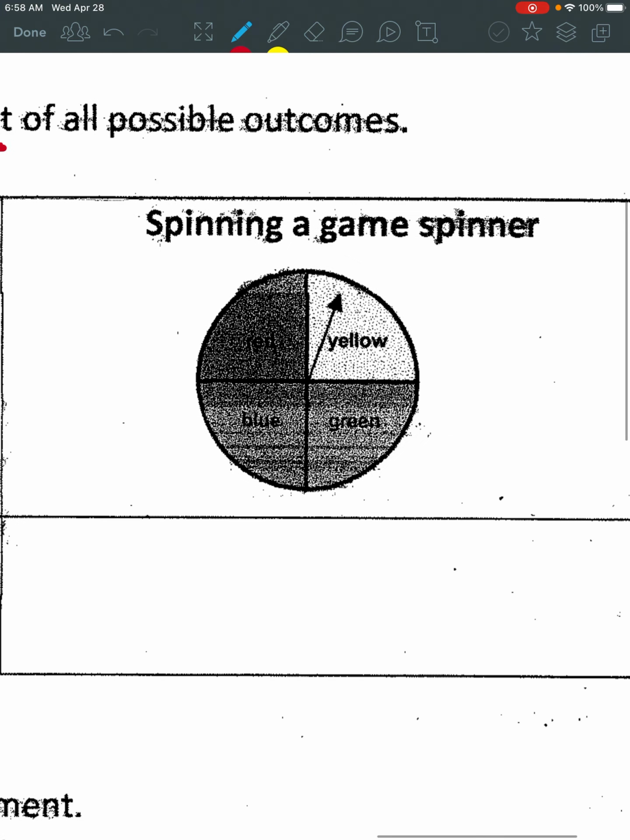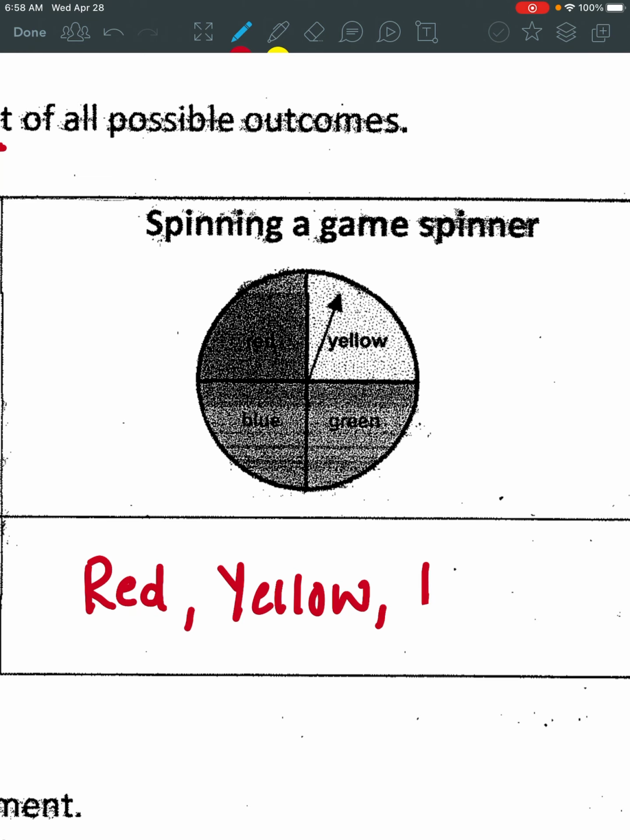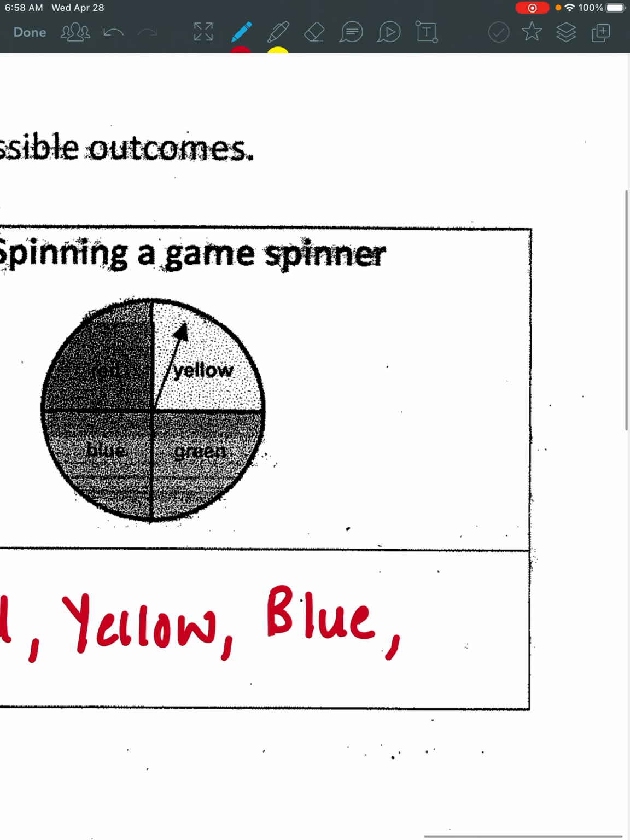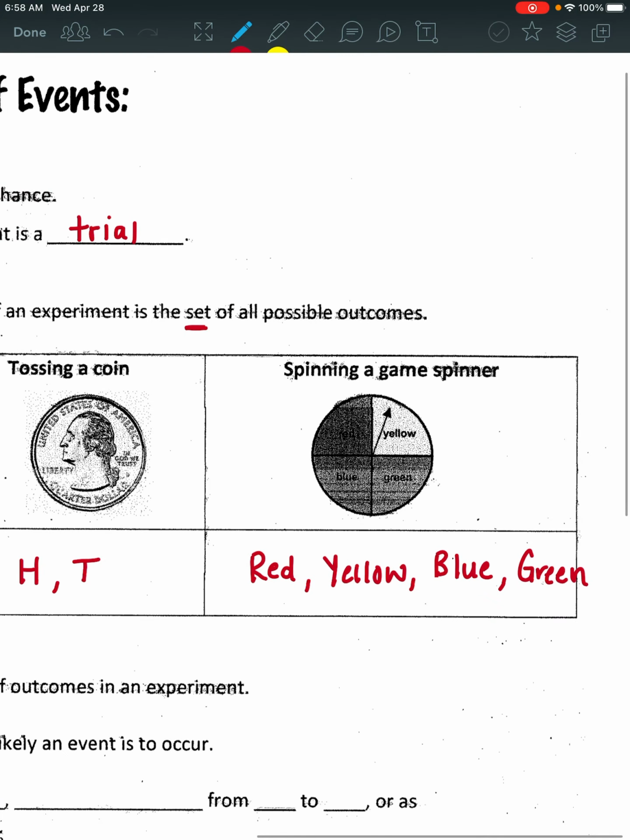And then last one, spinning this spinner in a game. So what are the possible outcomes? Well, I know it's hard to read there. The first one, we could get red in that upper left-hand corner. We could get yellow, blue, or green. And if you wanted to, you could abbreviate these as well, R, Y, B, and G.